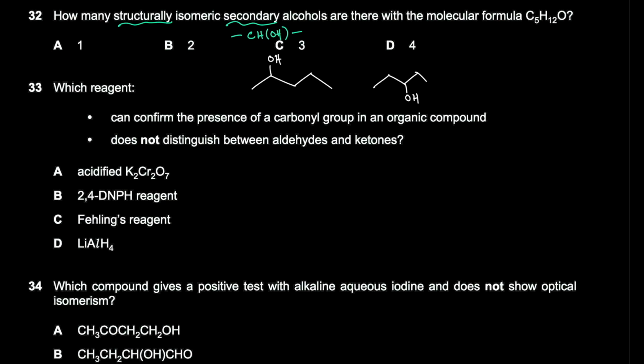Okay, or it can be pentan-3-ol. Again, we don't really care about stereoisomers here, so just structural isomers. These are the straight chain possibilities, right? These are the possibilities of the 5 carbon chain.